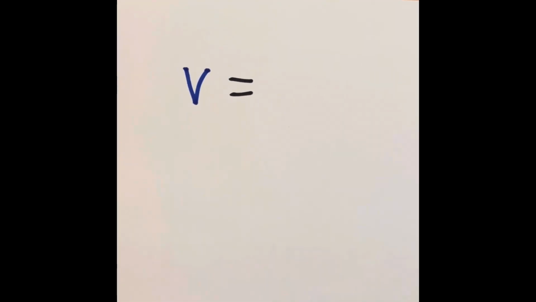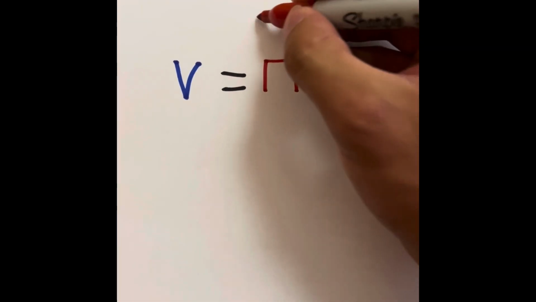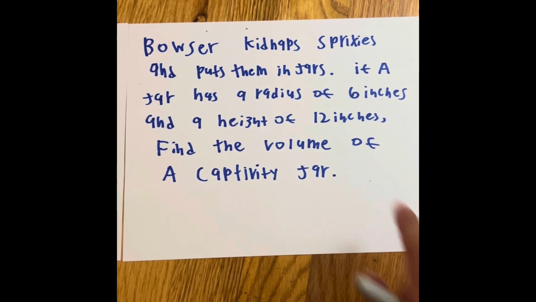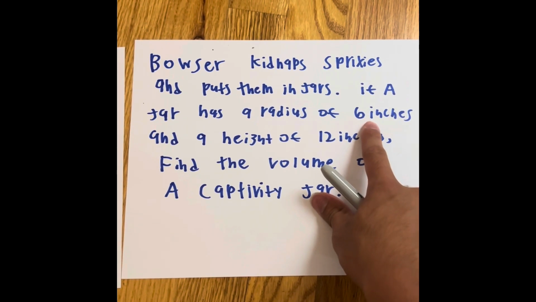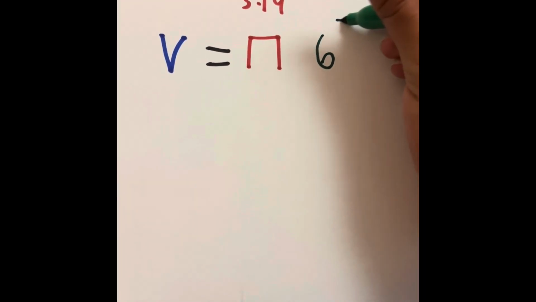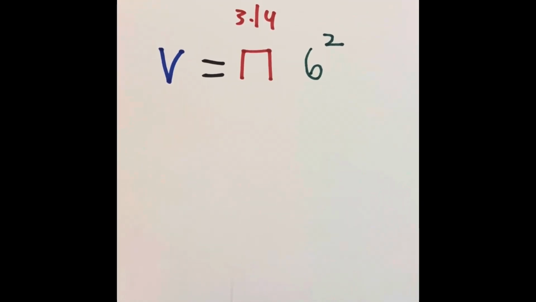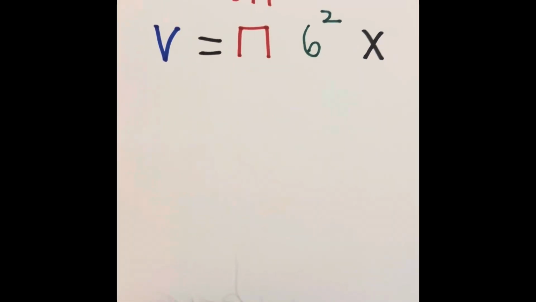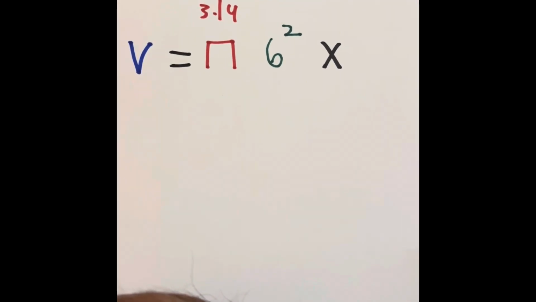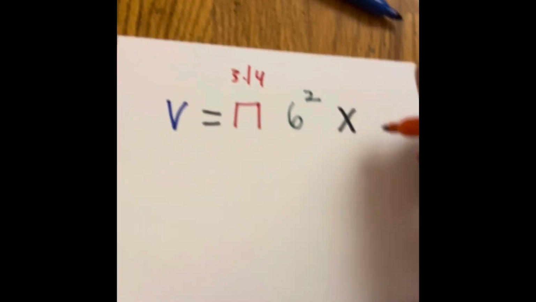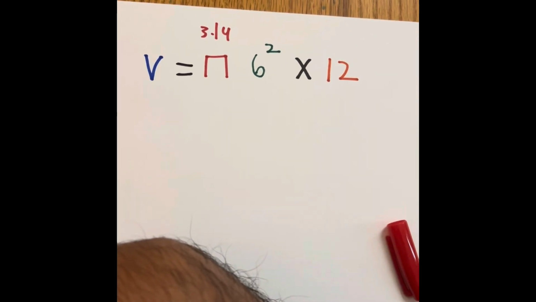your pi, which represents 3.14 on a calculator, then we have to multiply by the radius. From the word problem, the radius is going to be 6 inches, so we're going to put 6 to the power of 2 right here. And then, when we do all that, we have to multiply by the height. The height, from the word problem, is going to be 12 inches, so we're going to put 12 right here.